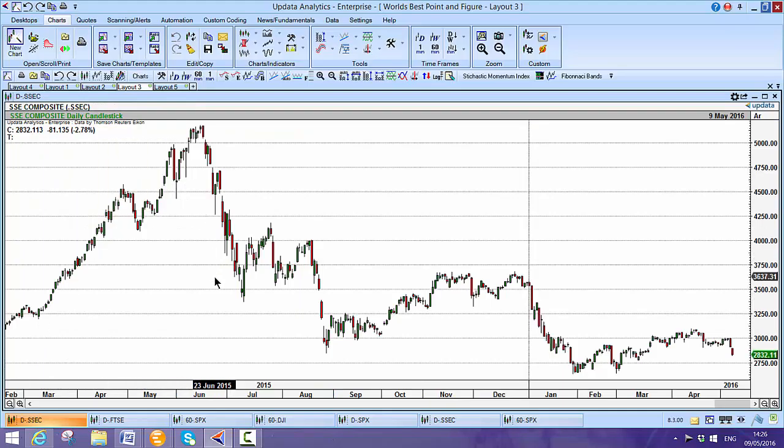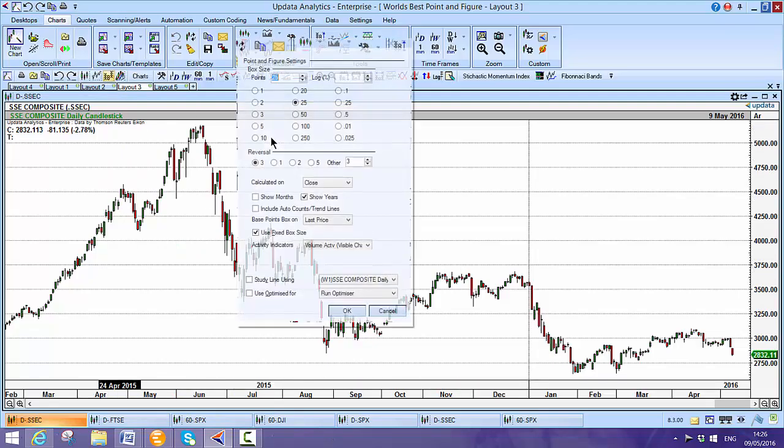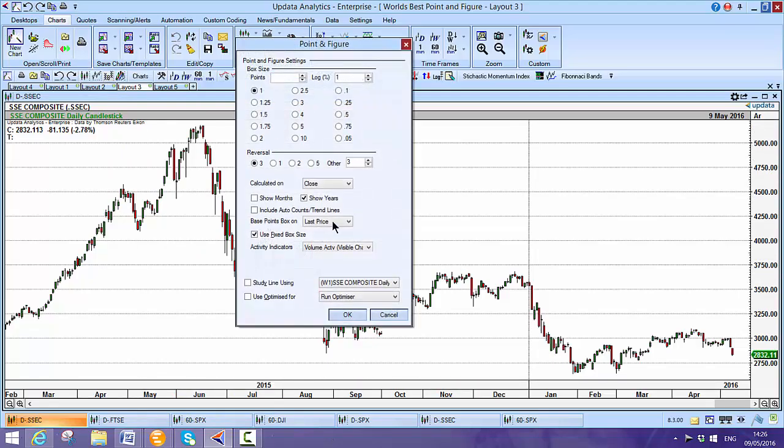This is the Chinese stock market. It's risen very dramatically, big falls. These big moves will give us targets. We can actually just go and do the 1% box size. You can set your system up so that when you press the T key, it does.